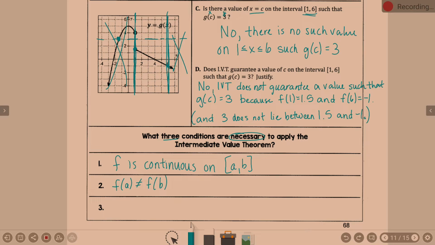Well, where does f of c have to be in relation to f of a and f of b? It has to lie in between them, right? This goes back to the 3 does not lie between 1.5 and negative 1. Fancy speak for that is, this was g: g of c does not lie between g of a and g of b. Okay, so I've been using f down here, so f of c must be between f of a and f of b.